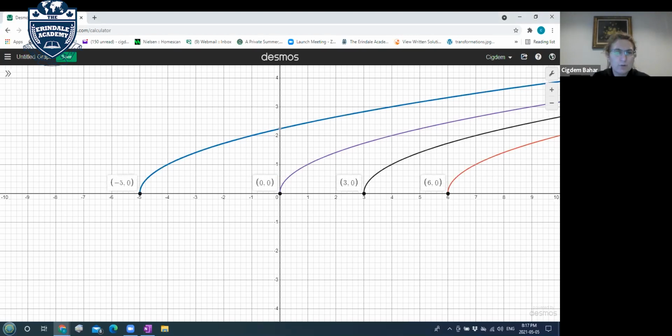When you write the domain, be careful for the square root function. This one is from -5 and greater, 0 and greater. This is 3 and more. This is 6 and more. Range. Range are your y values. All y values are starting from 0 and going up, up, up, everything.